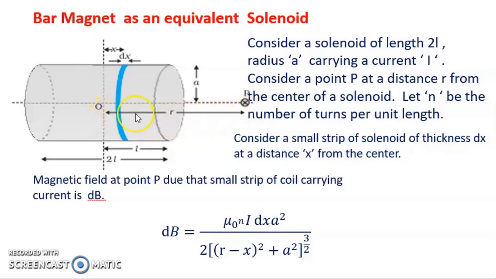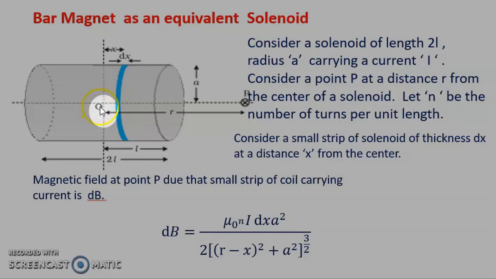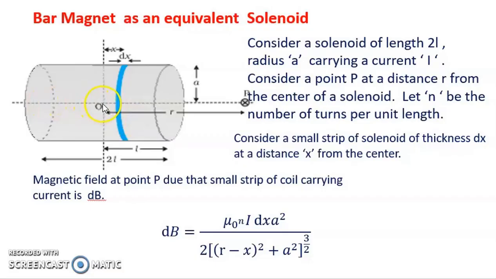Our aim is to find the magnetic field intensity at a point P, distance r from the center of the solenoid. Just imagine the solenoid is placed at the origin, and the center O is marked there. Total length is 2L, therefore half the length is towards the left of the origin and half towards the right of the origin. In order to find the magnetic field intensity at point P, just imagine the solenoid can be divided into small strips of thickness dx as shown in the figure. This blue strip is of thickness dx.